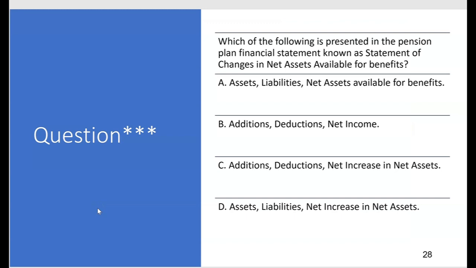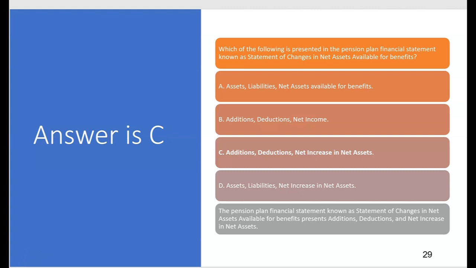Something like this they could ask: which of the following is presented in the pension plan financial statement known as the Statement of Changes in Net Assets Available for Benefits? A says assets, liabilities, net assets available for benefits. No, because this is not a balance sheet type of statement. This is the statement of changes in net assets. It's more like additions and deductions. Not net income though, so B is wrong. Additions, deductions, and net increase in net assets, that's looking good, letter C. And D is out because it's got assets and liabilities in it. So let's go with letter C. The pension plan financial statement known as Statement of Changes in Net Assets Available for Benefits presents additions, deductions, and the net increase in net assets.